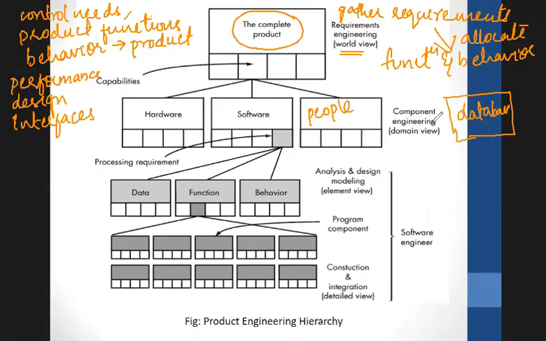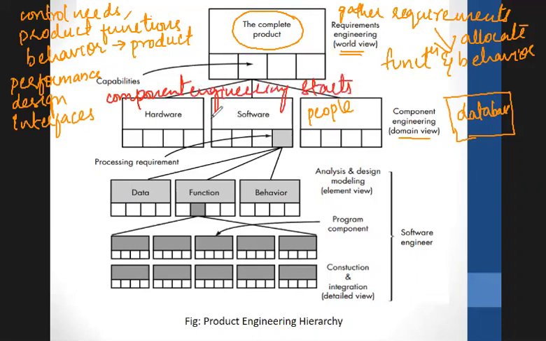The next part is the component engineering, that is the domain view. This domain view within product engineering is called the component view. That is, here you're going to focus on the development of each and every component. Once you've allocated all the different functions and behavior to all the components, at this time the component engineering is going to start. At the second step, component engineering starts.